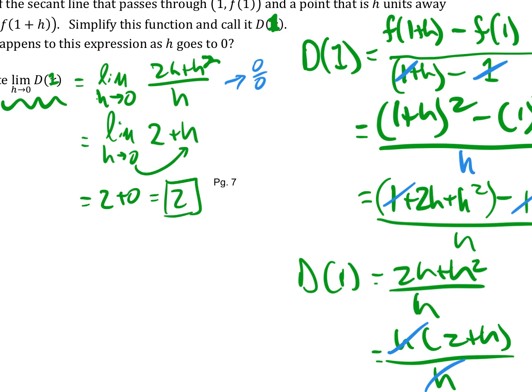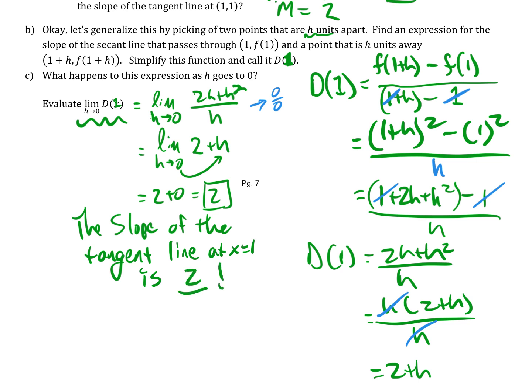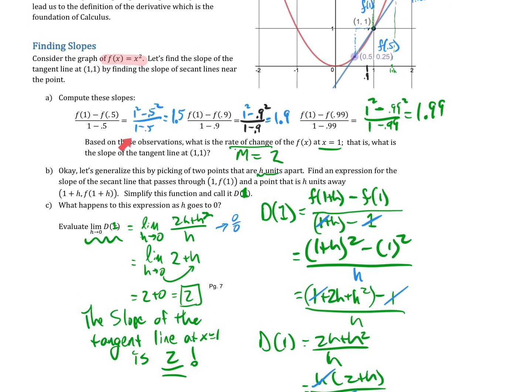So that means the slope of the tangent line, because the tangent line is when these 2 points become 1, when the distance between this point and this point is nothing. When h goes to 0, these 2 points are 1 point. The slope of the tangent line at x equals 1 is 2. So we kind of proved it there. Before, we just approximated it and made a conjecture. Now we've kind of proven it.